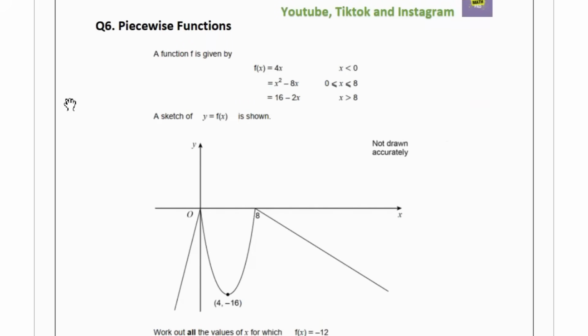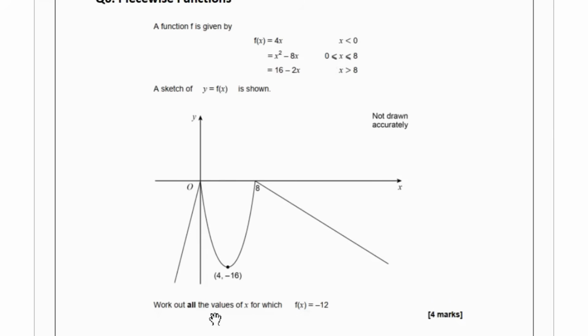So for the piecewise function, it says that a function is given by f of x equals 4x, where x is less than 0. Then f of x equals x squared minus 8x, where x is between 0 and 8. And then f of x also equals 16 minus 2x, where x is greater than 8. We have a sketch of y equals f of x, as shown below. We need to work out all the values of x for which f of x equals negative 12.